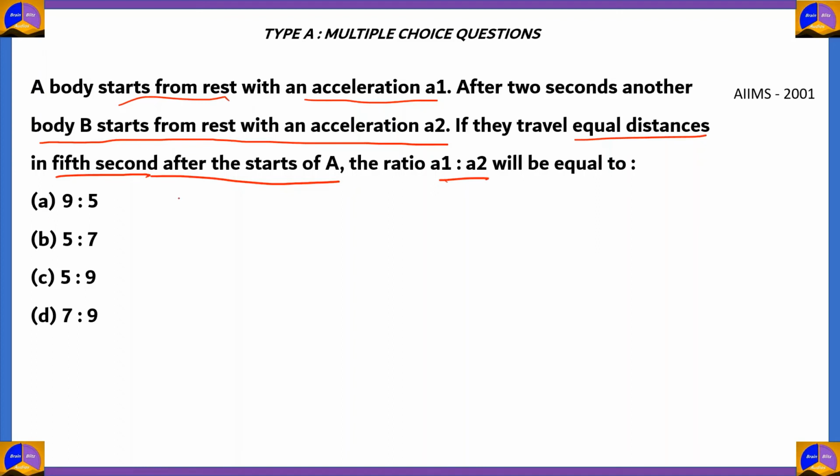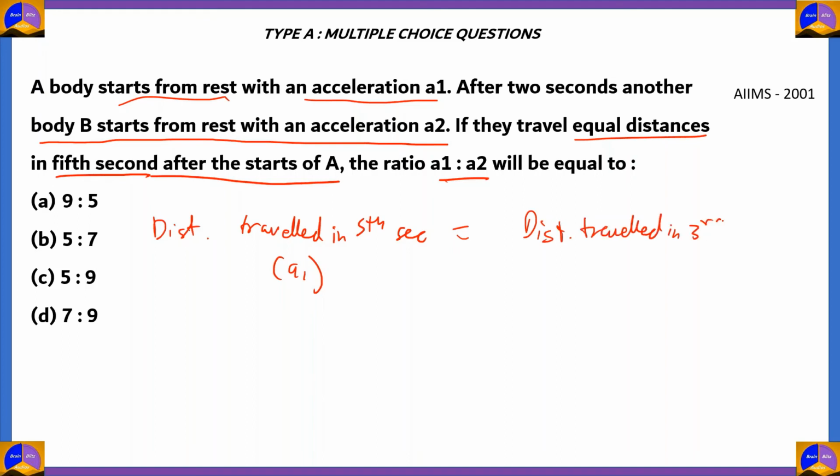So the question gives us the condition that they travel equal distances in the 5th second after the start of A. So the distance traveled in the 5th second for the object with acceleration a1 will be equal to the distance traveled in the 3rd second for the object with acceleration a2, because the object B is released after 2 seconds. So the condition is that the distance traveled in the 5th second will be equal to the distance traveled in the 3rd second. How do we solve this question?